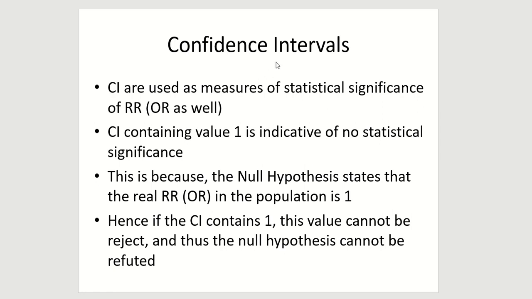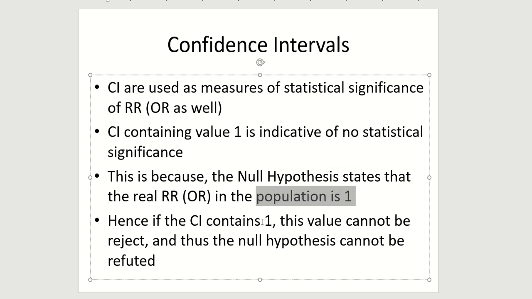So confidence intervals are used as measures of statistical significance for the relative risk. You will see the same thing for the odds ratio. We will talk about the odds ratio in a little while. But you know, by the name odds ratio, it's a ratio, and therefore we're looking for the value 1. A confidence interval for relative risk or odds ratio containing the value 1 is indicative of no statistical significance, and I explained why. This is because the null hypothesis states that the real relative risk in the population is equal to 1.